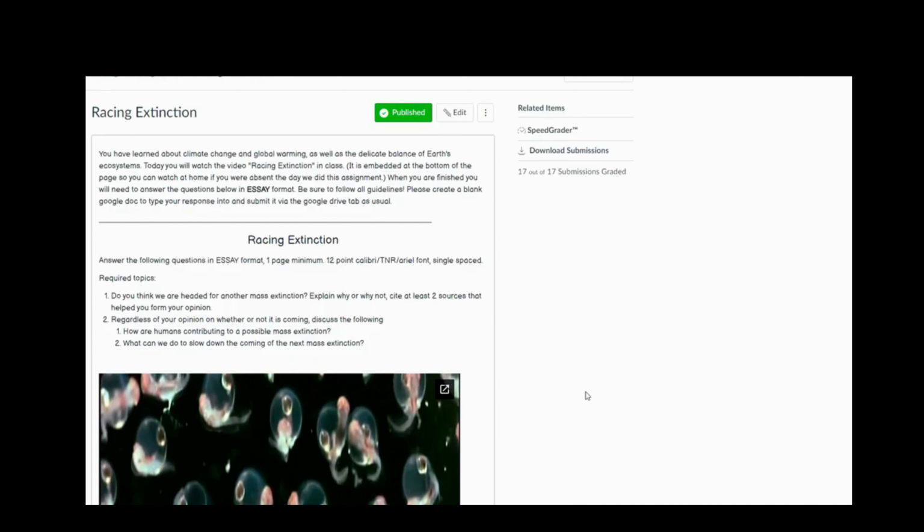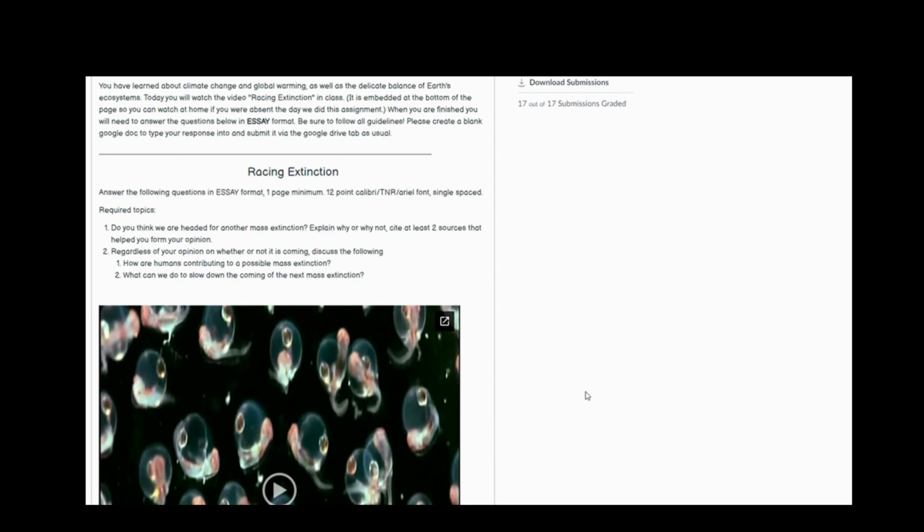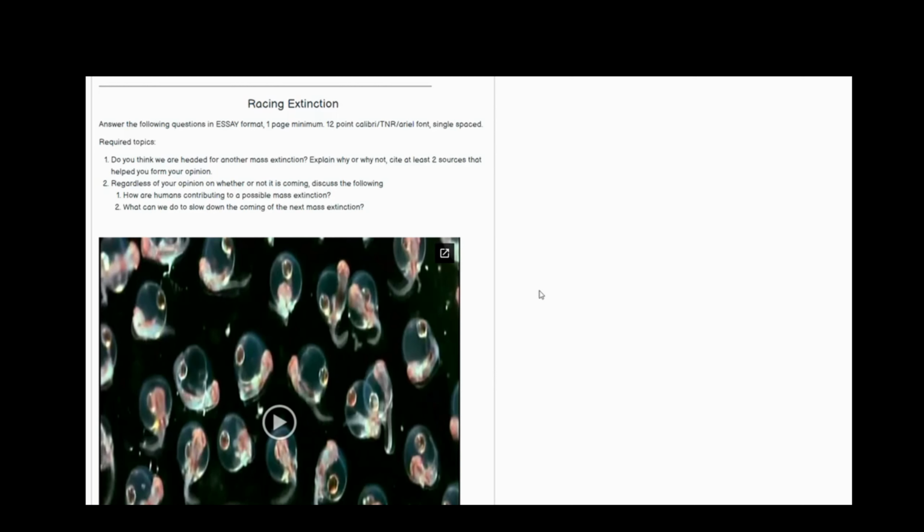All right, so what questions are you going to need to answer? There are 2 kind of umbrella questions, and the second one has some parts to it. First of all, you're going to tell me, do you think we are actually headed for another mass extinction? Why or why not? There is no right or wrong answer here. It's your opinion. Your opinion is yours. It's based on your belief systems. So tell me what you think.